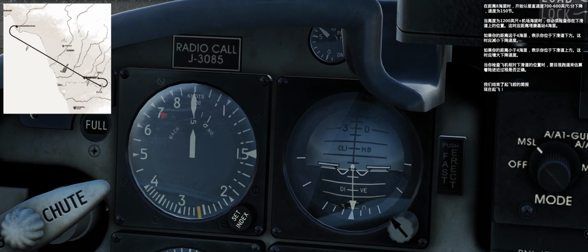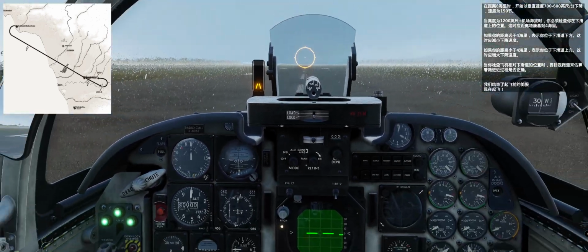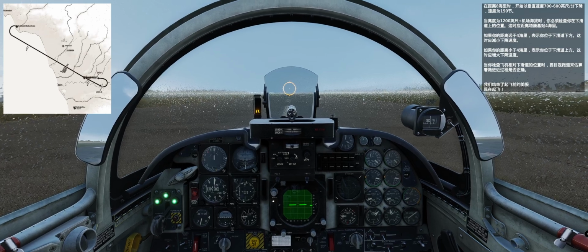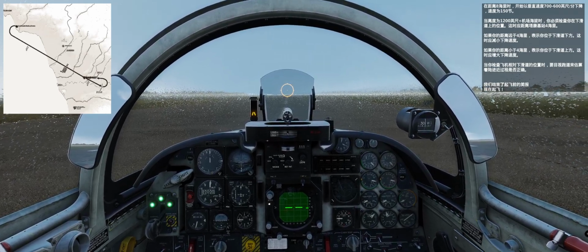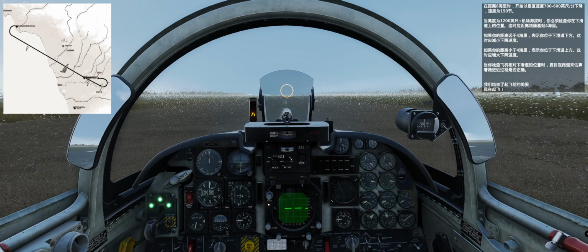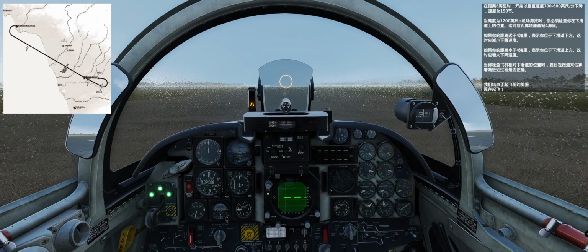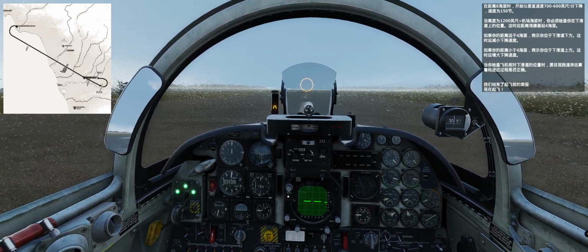At a distance of 8 miles, begin descending with a vertical speed of 700 to 800 feet per minute and calculated airspeed of 150 knots. At an altitude of 1,200 feet plus airfield altitude, the position of the aircraft on the glide path must be checked.